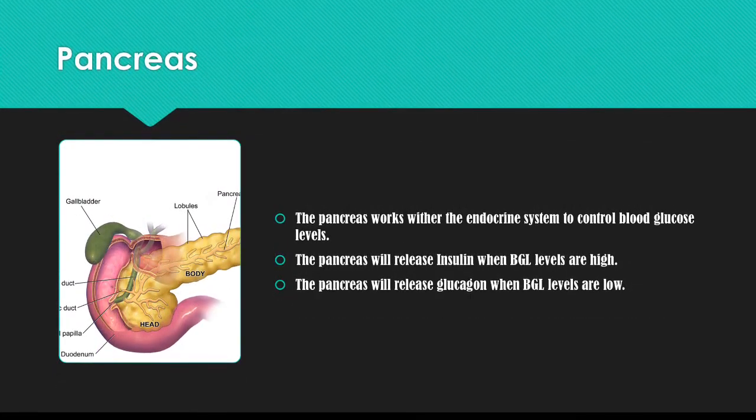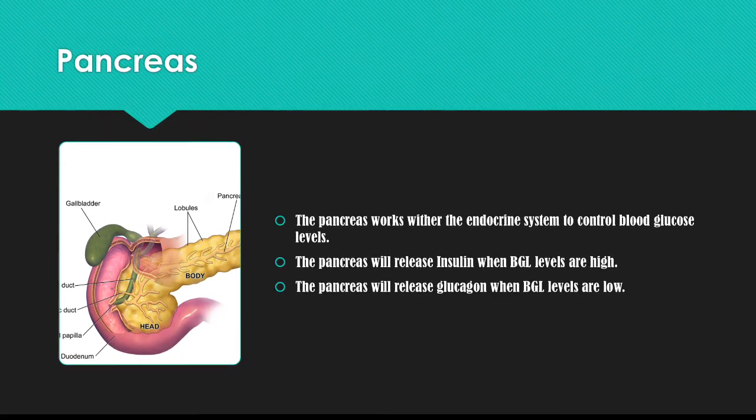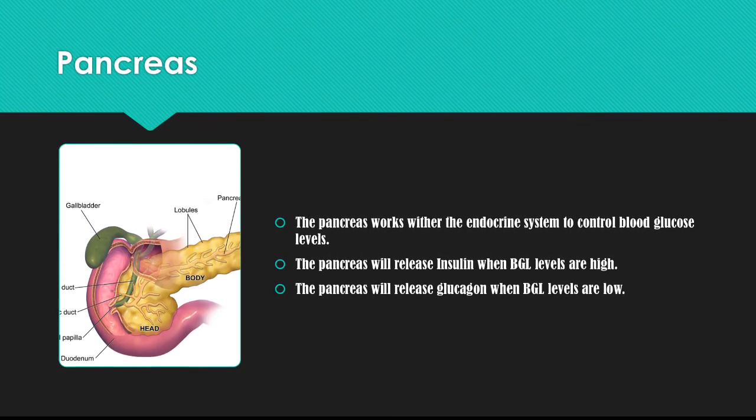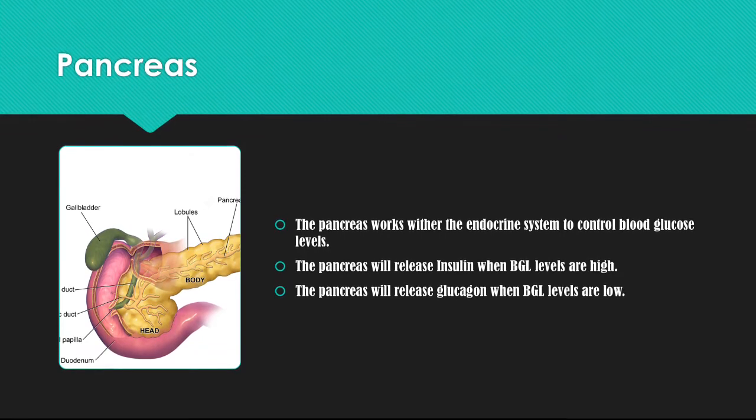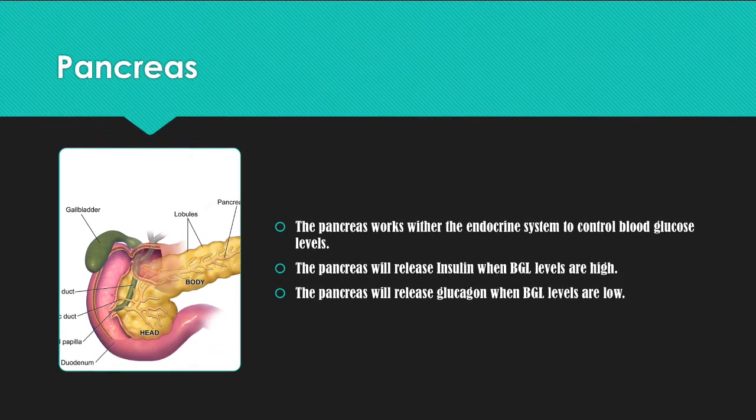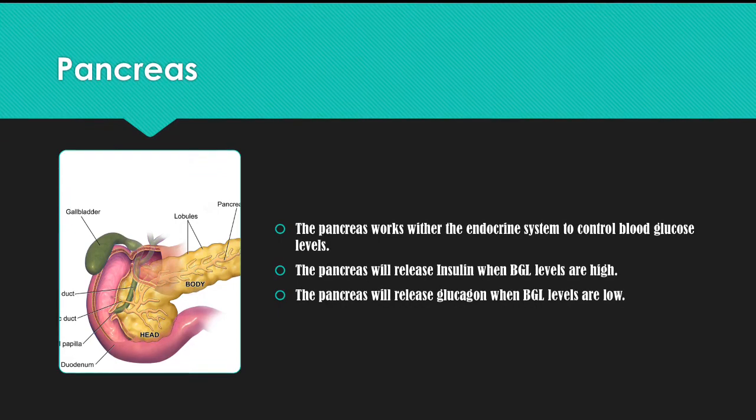The pancreas works with the endocrine system to control blood glucose levels. The pancreas will release insulin when BGL levels are high. The pancreas will also release glucagon when BGL levels are low.